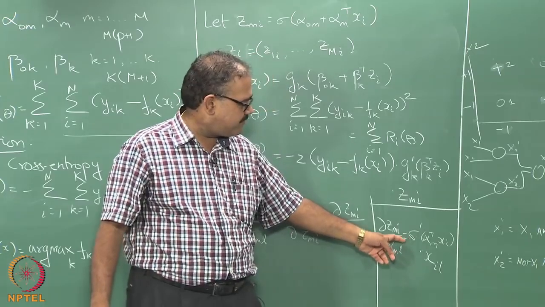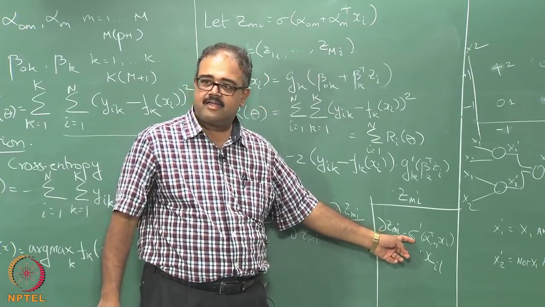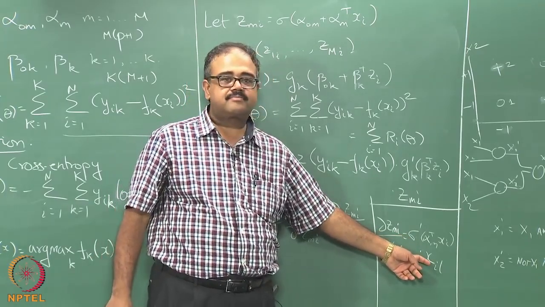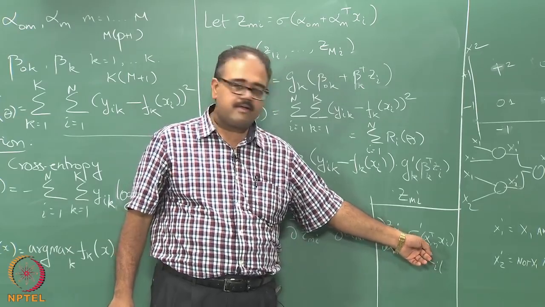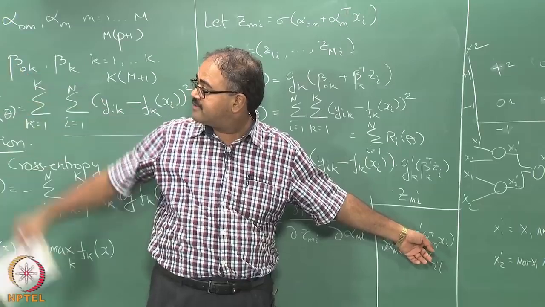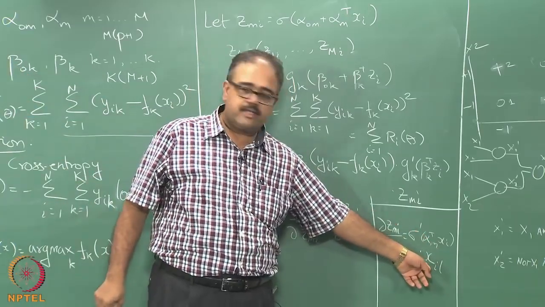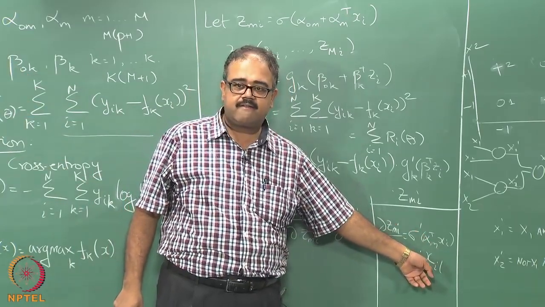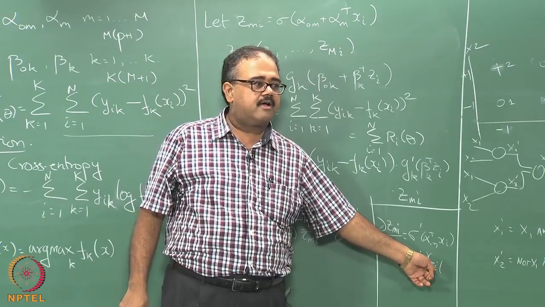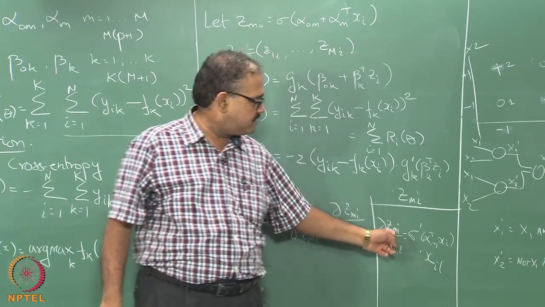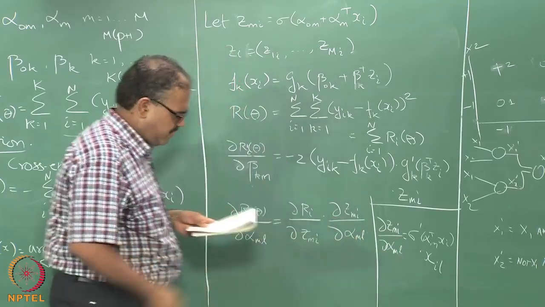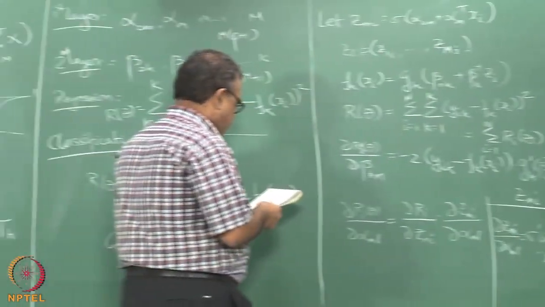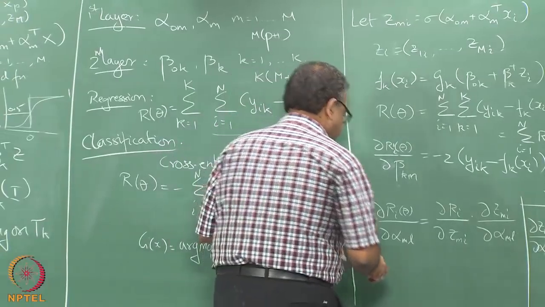So the derivative of sigma times x_il, right. So sigma prime of alpha transpose x_i plus alpha naught into x_il. So that is essentially the derivative of z_mi with respect to alpha_ml. Okay, this is straightforward differentiation. If you are having trouble with that, I do not know.